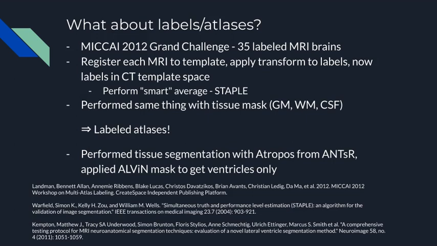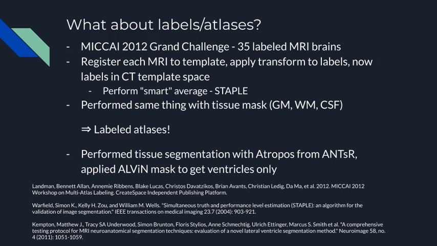We used 35 labeled MRI scans from the MICCAI 2012 Grand Challenge, which had over 180 individual structures segmented for each scan. We performed label fusion on these atlases by registering each brain MRI scan to our template using SyN, and applying the estimated transformation to the labeled structure map, as well as the tissue class segmentation of white matter, gray matter, and cerebrospinal fluid. We averaged these labels using STAPLE to get the structure map and the tissue class map.